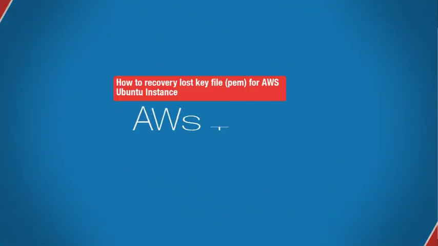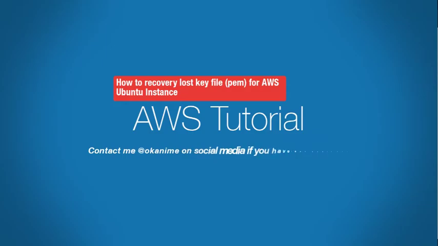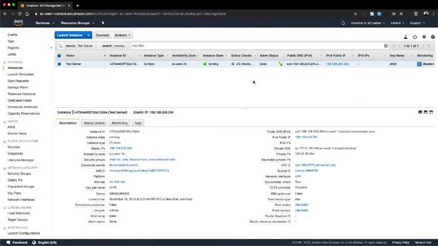Today we're going to work on a very common problem that happens when you're managing an AWS server, and that is when you've misplaced your key file and you cannot access your AWS instance, because Amazon only allows you to download your key file once.